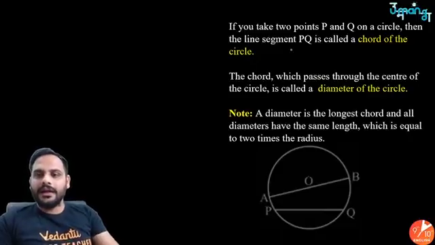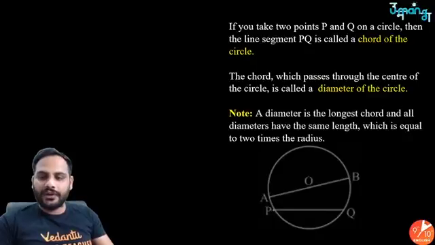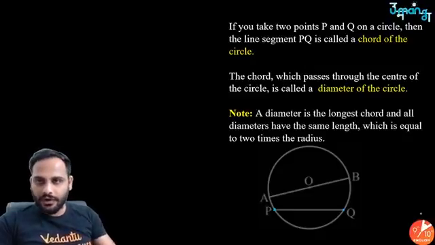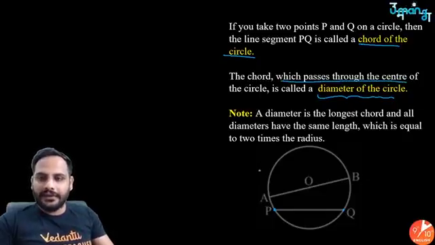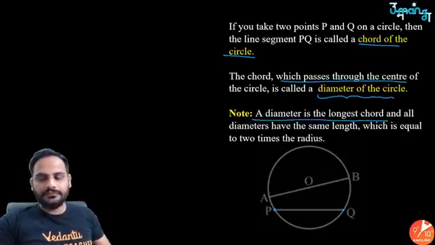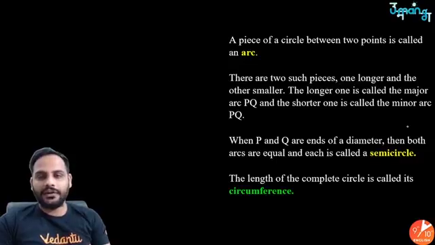Okay, then the second thing: PQ is a chord if it is joining any 2 points on the circle. So the line joining any 2 points of the circle will be called a chord. And remember, diameter is that chord of the circle which passes through the center. And remember, diameter is the longest chord.